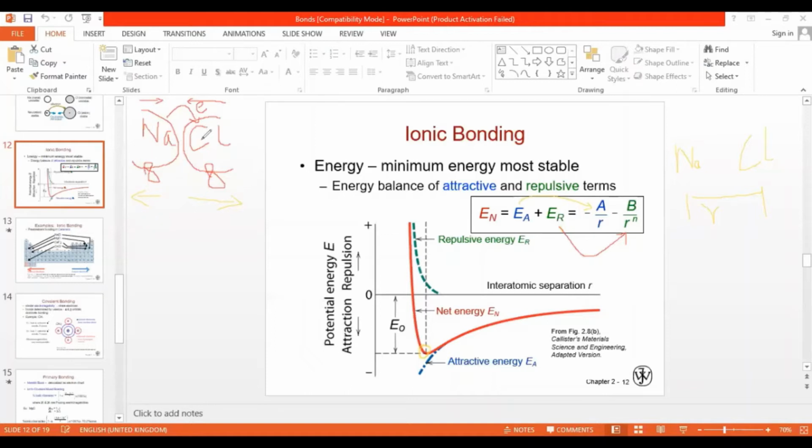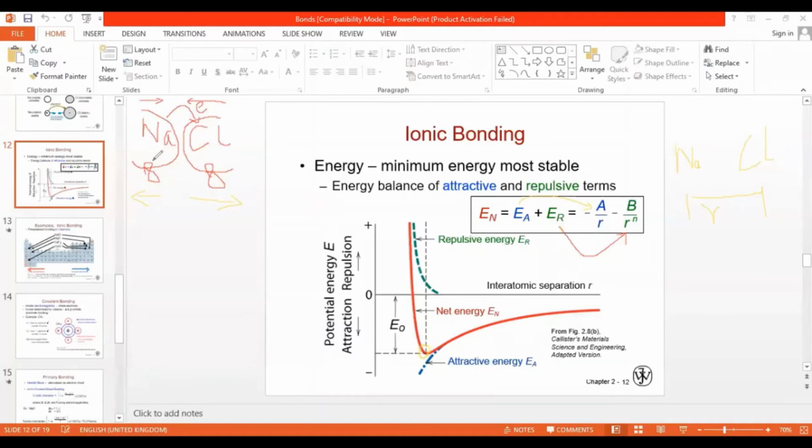So sodium and chlorine, in order to gain the stable energy state, are transferring electrons between them. While transferring, sodium loses its one electron and chlorine gains that particular electron. Due to this, there will be an attraction between them. Since one is giving and the other is gaining, there will be an attraction.